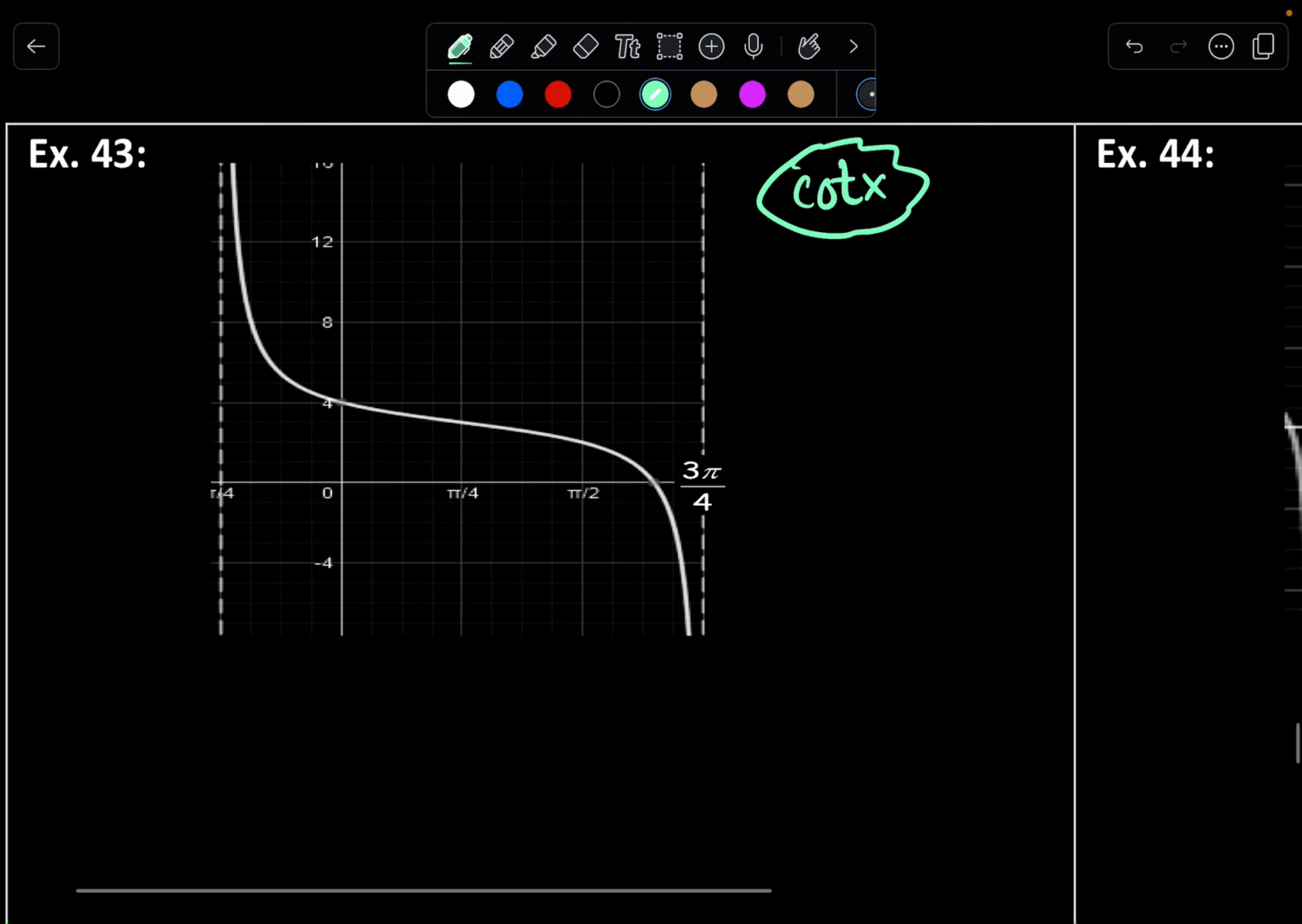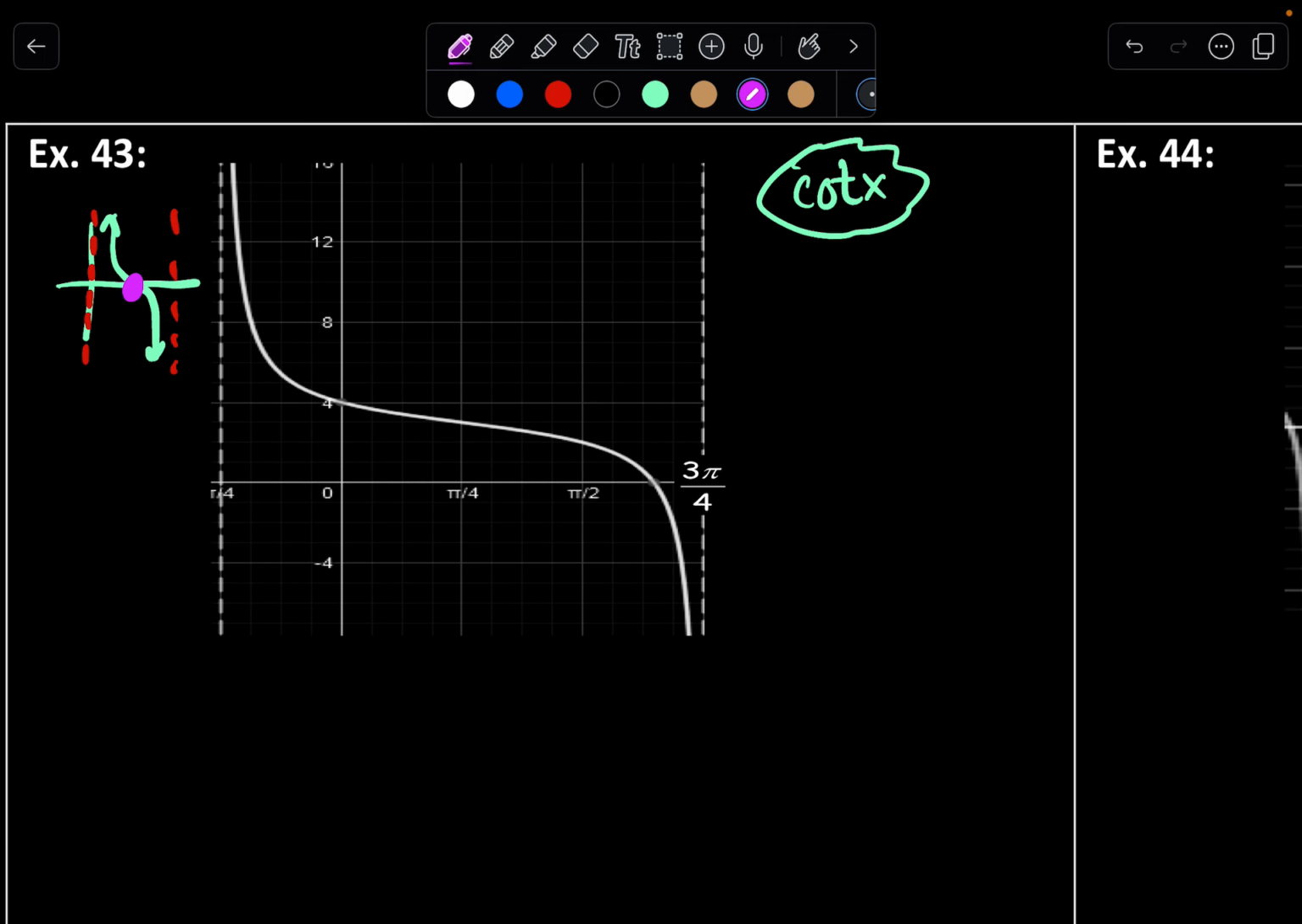So for cotangent, if you think about the parent function, tangent passes through the origin, which means cotangent will have a vertical asymptote there. Tangent is always increasing, which means cotangent will always be decreasing. And then tangent has a vertical asymptote at pi over 2. Therefore, cotangent will pass the x-axis at pi over 2.